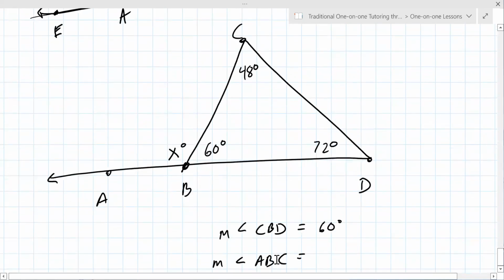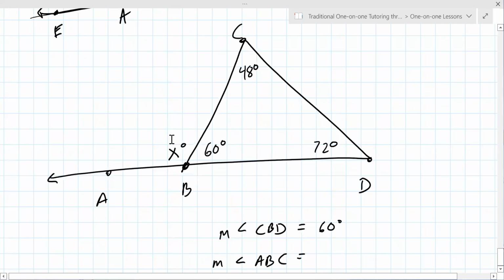No, there's no A. There's A to B to C. A, B, C. There's three letters for each. For B? No, there's no B. We don't know what B is. C to B to D is 60 degrees. I think that's clear.